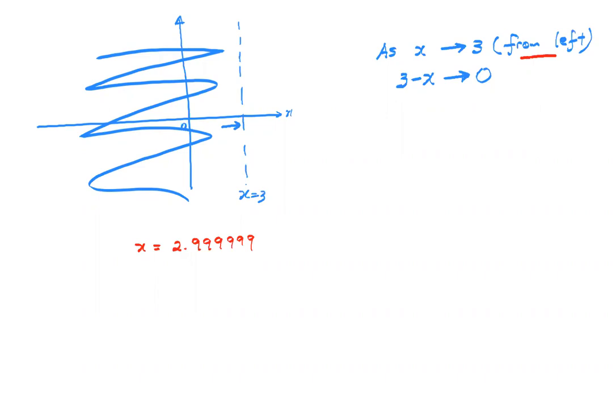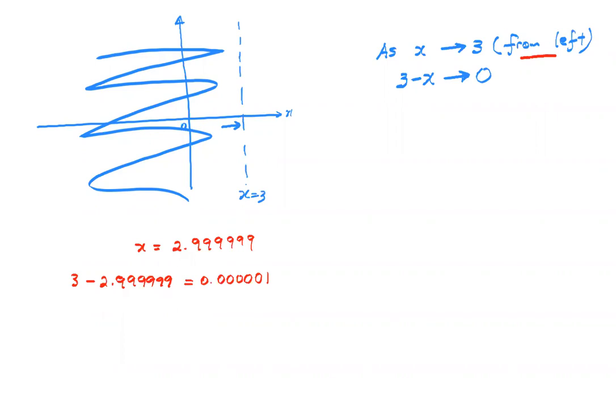So therefore, my 3 minus 2.999999, how many 9s? 1, 2, 3, 4, 5, 6. So it will be 0.000001. So that's why it will approach 0. Are you clear? Isn't this very close to 0? Okay. So far, so good? Okay, good.